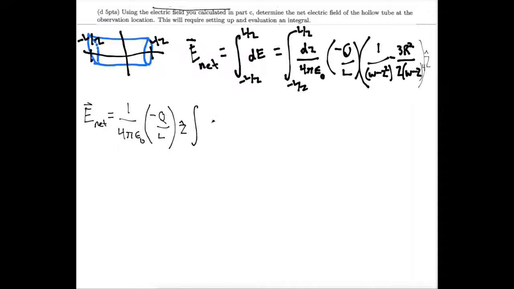So set our dz still in there, and we couldn't pull out the w minus z's, any of those terms, so those have to stay in there as well.